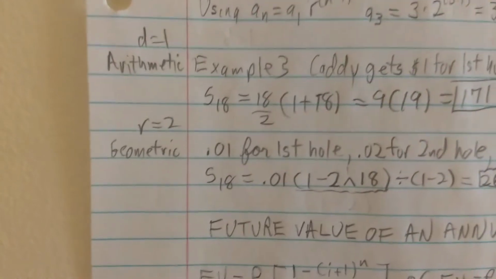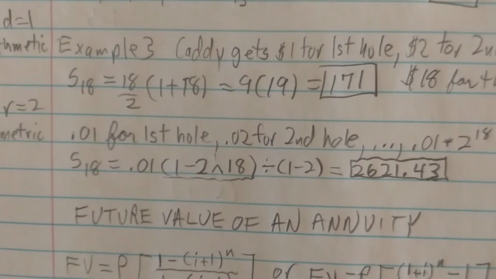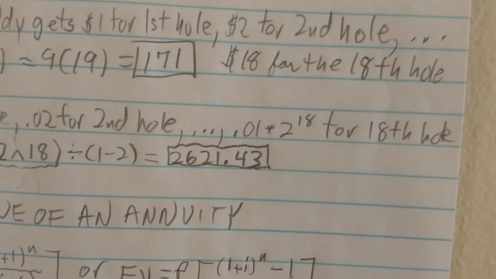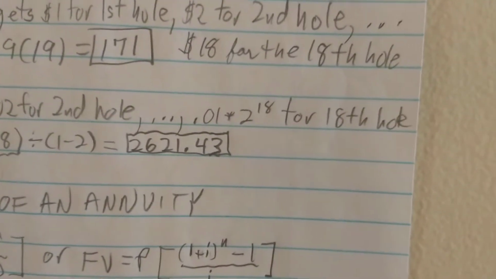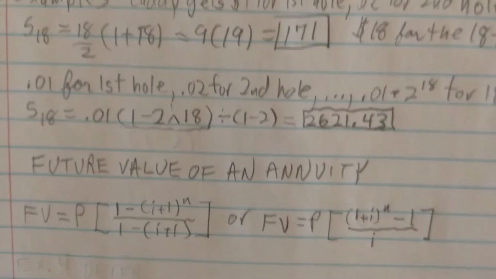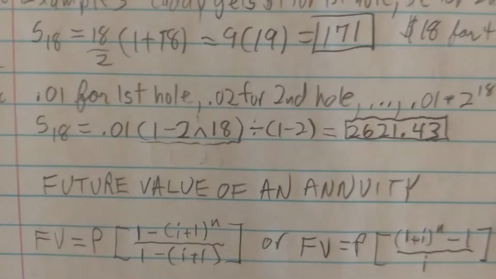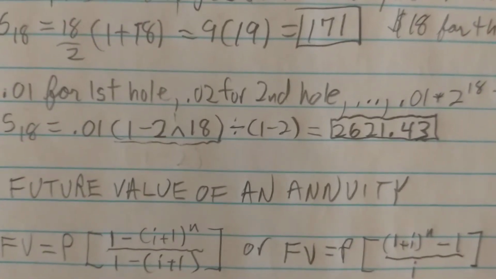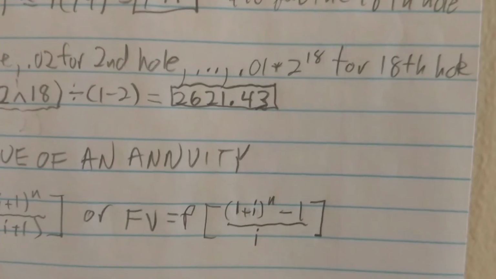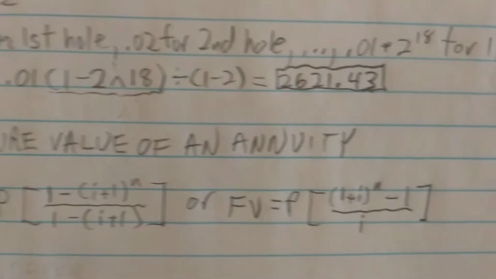But if we use the geometric sequence of r equals 2 and just get a penny for the first hole, 2 pennies for the second hole, but a penny times 2 to the 18th for the 18th hole, now look what we do. This is how we have to do it on the calculator. S18 is 0.01, the first term, in parentheses, 1 minus 2 power 18, divided by parentheses 1 minus 2, and you should be able to get 2621.43. Make sure you can get it.